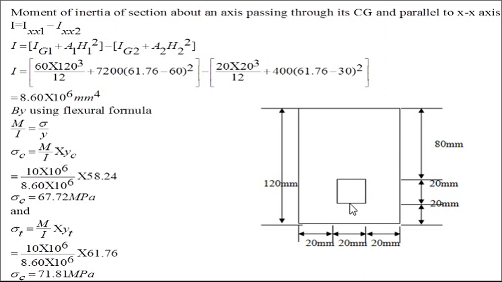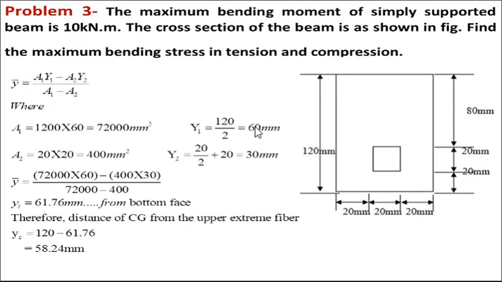So BD cube by 12, where B means this 60 is the width of the bigger rectangle, and D cube means 120 cube, by 12, plus A1. A1 means 120 into 60, that is the area of the first figure. And what is this H1? This H1 is nothing but the distance, it is y bar minus y1. So here you have to take that value as y bar minus y1. Y1 is 60 and y bar is 61.76. So y bar minus y1, 61.76 minus 60, you will get H1.